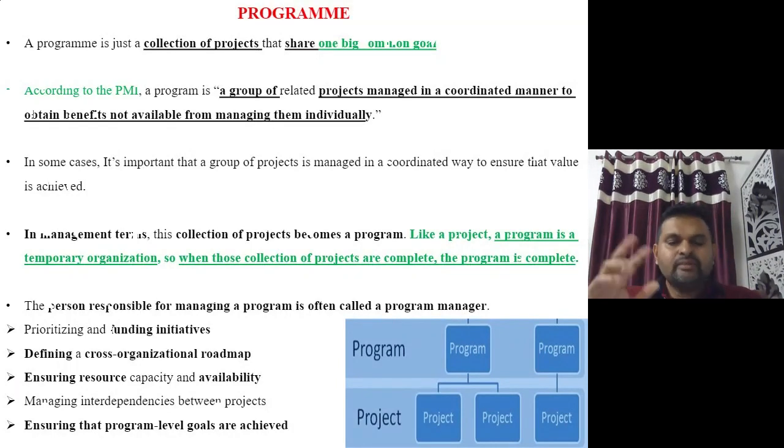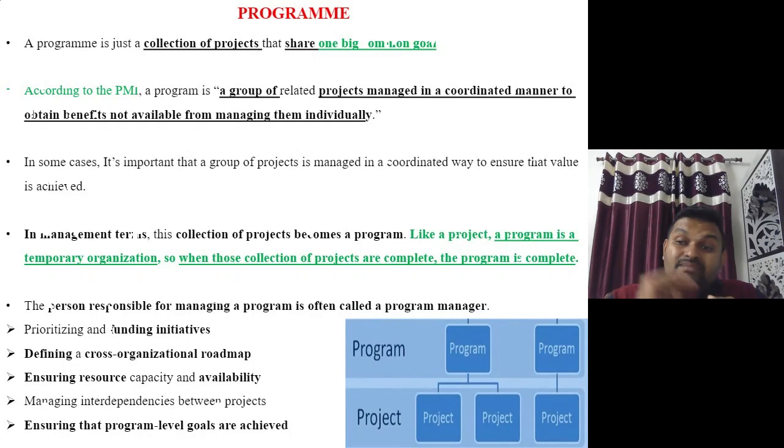I can shift my resources, because if there is any financial issue at any particular site, I can even mobilize my finance from one side to another, because all three projects come under the same ownership. So now that is the program. Now you are able to understand: a collection of projects sharing one big common goal.